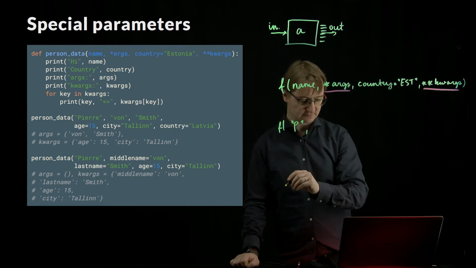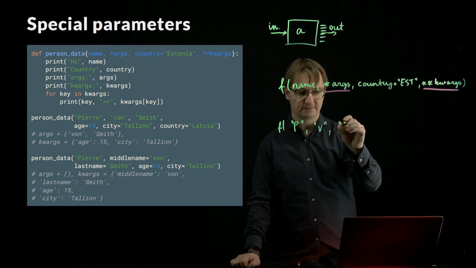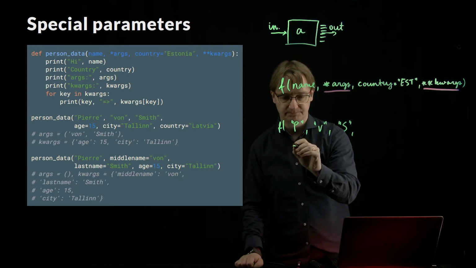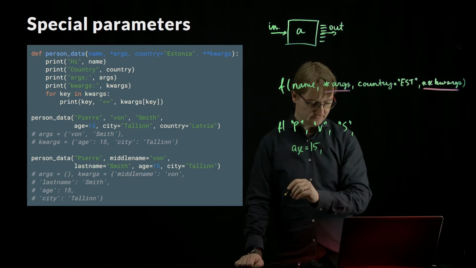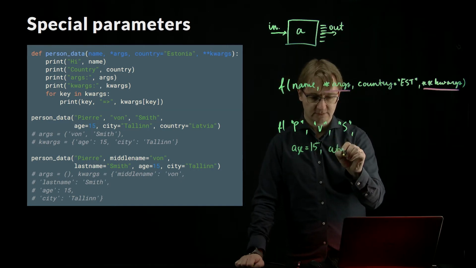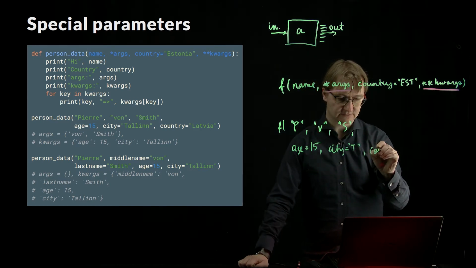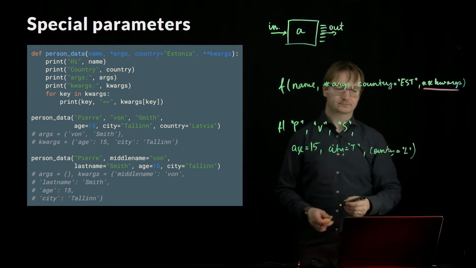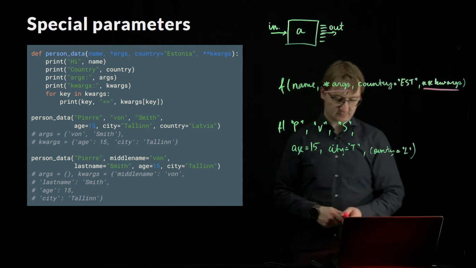I will just make it shorter, v1, and v1 Smith. So basically those are three strings. Then we have age. Age is 15. Then we have city. City is Tallinn. And we have country. Country is Latvia.